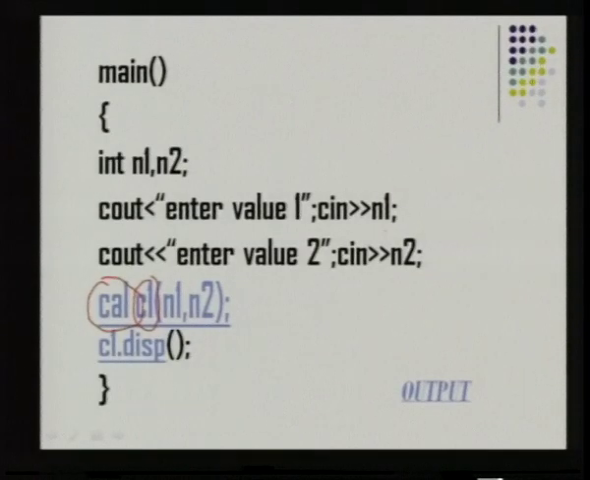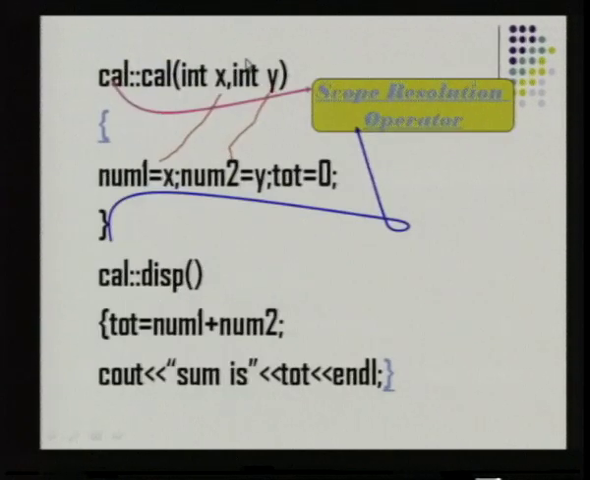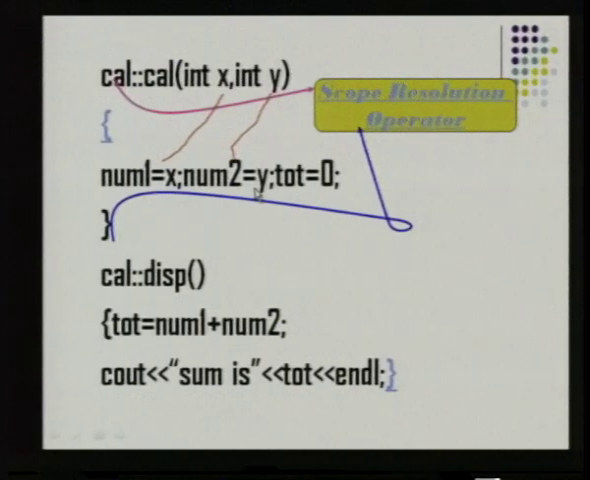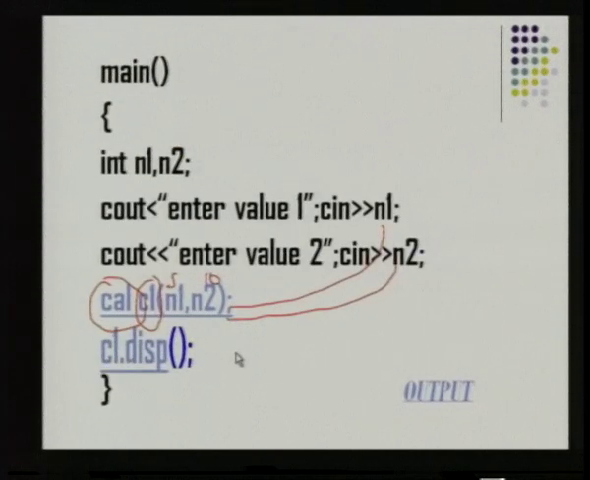So, this n1 and n2 are the values which you have got from the user. Say if the user has entered 5 and 10, these two values will be passed on to the constructor. So, 5 and 10 will go into this x and y, that will be allotted to num1 and num2. Now num1 has 5 and num2 has 10. Then c1 dot disp adds the two values, assigns it to tot and displays the value. So, this is how the program is executed.